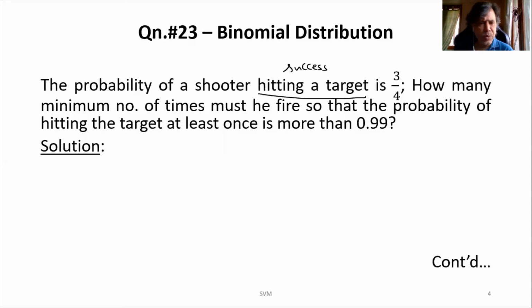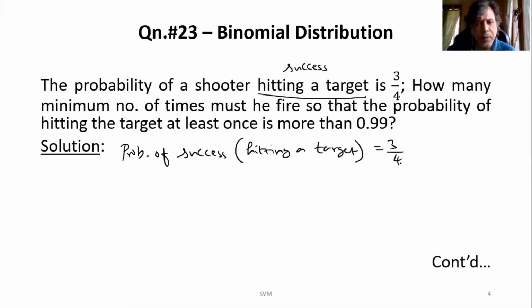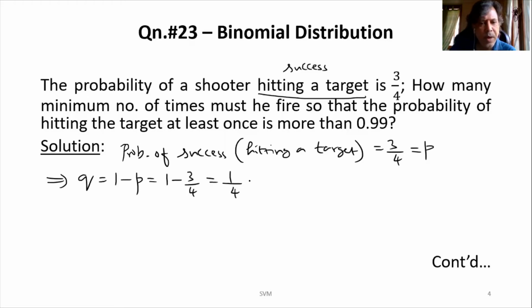So here also we can use binomial. Why? Because the probability of success is known to be 3/4. So let me write that. Probability of success, success means hitting the target, is given to be 3/4, which I will call small p, which means our q will be 1 minus p. So it is 1 minus 3/4, that works out to 1/4. That is the probability of a failure.